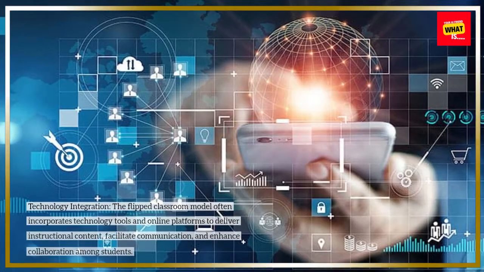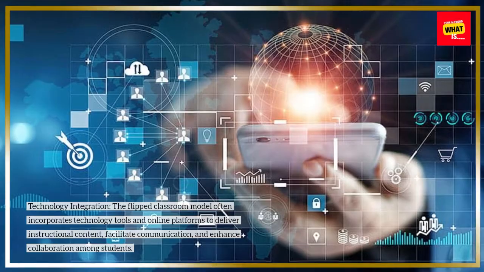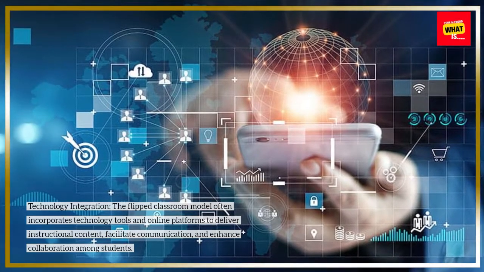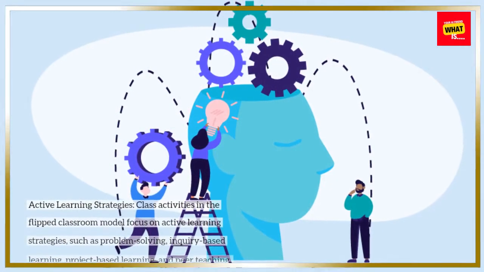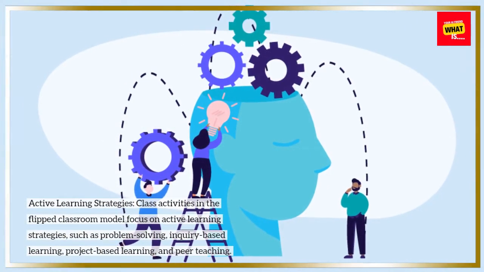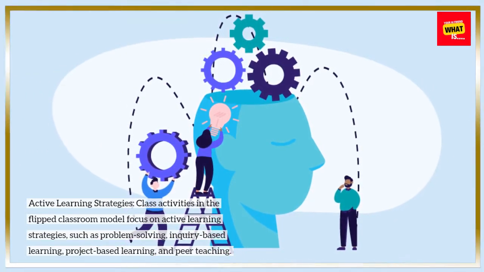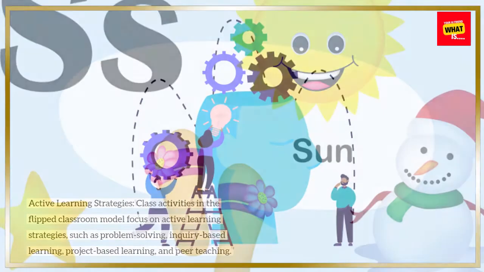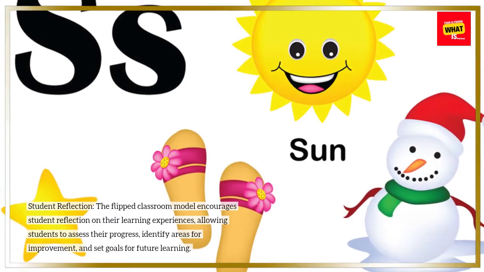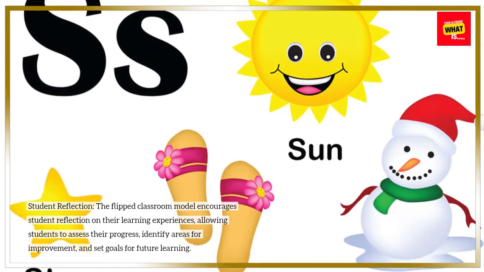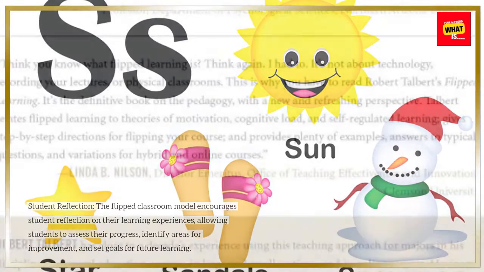Technology integration. The flipped classroom model often incorporates technology tools and online platforms to deliver instructional content, facilitate communication, and enhance collaboration among students. Active learning strategies. Class activities in the flipped classroom model focus on active learning strategies, such as problem solving, inquiry-based learning, project-based learning, and peer teaching. Student reflection. The flipped classroom model encourages student reflection on their learning experiences, allowing students to assess their progress, identify areas for improvement, and set goals for future learning.